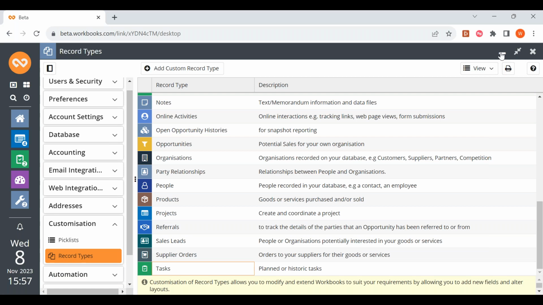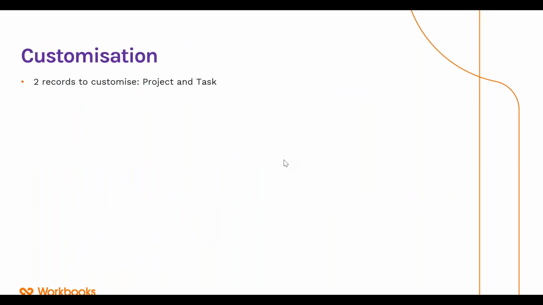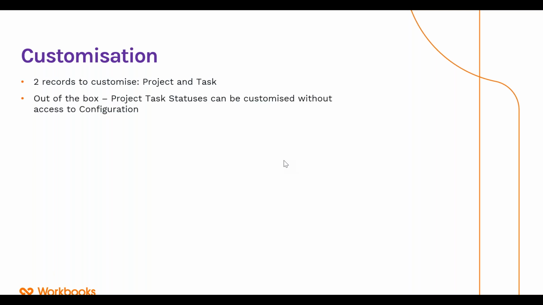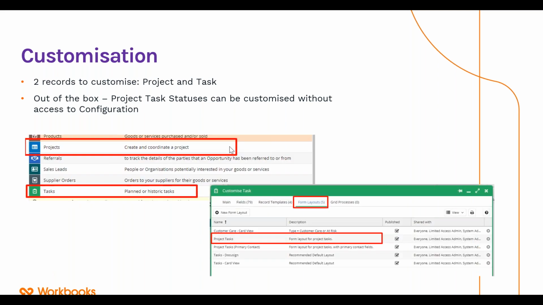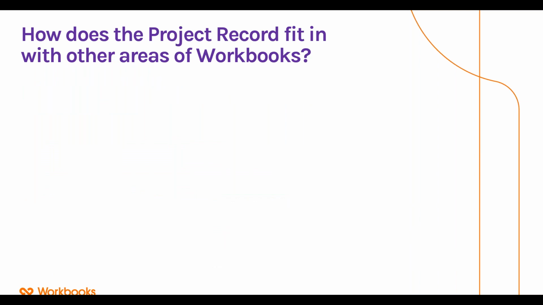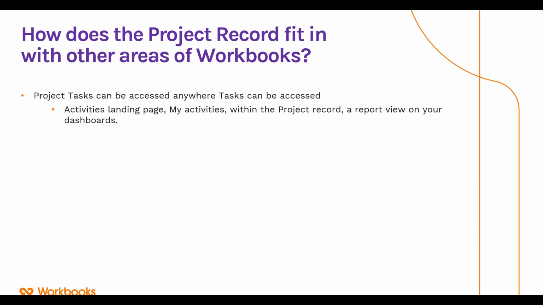So we have looked at the fact that you have to customize the project and the task, and we've also seen that actually the users themselves can customize the project task statuses, so it doesn't have to be a system administrator in order to do that. So just a reminder, there are some screenshots. And as I mentioned, this is just to summarize so everyone's got it in front of them, project tasks can be accessed anywhere tasks can be, and they can be edited, updated, as you've seen.